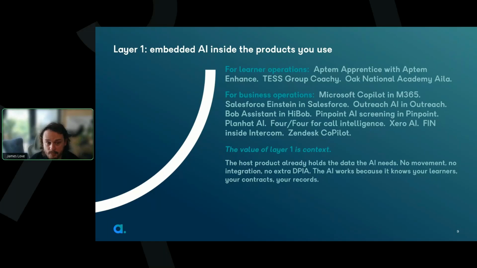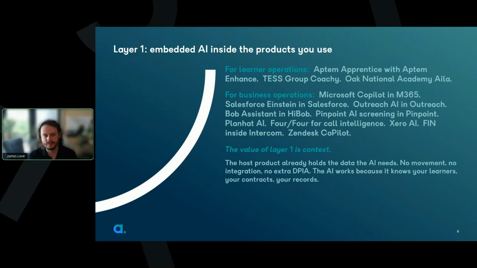At Aptem, we use a product called 44 for call intelligence. On our finance side, there is Xero and Xero AI. We also use a product called Fin inside Intercom. Now, that is something you'll experience anytime you go to raise a support ticket with us. And it's an example of something that ties into the support structure with Zendesk Copilot.